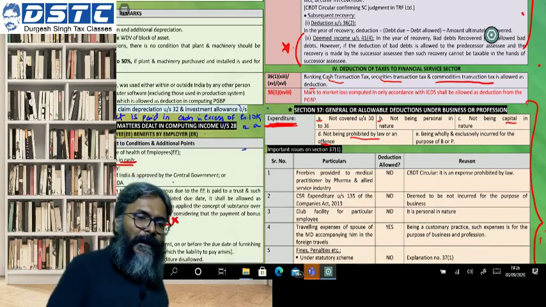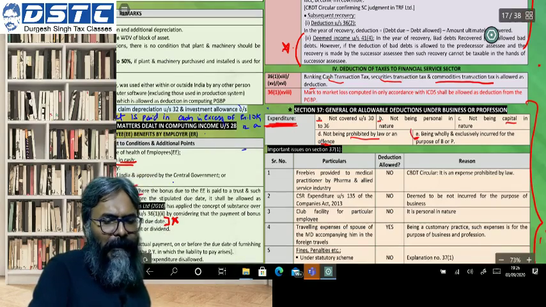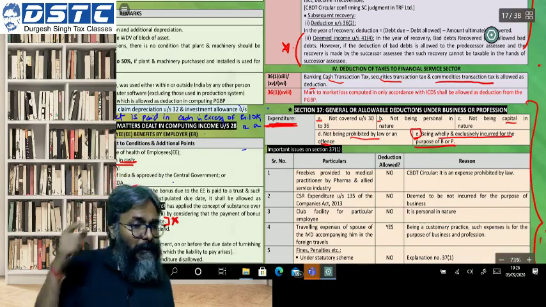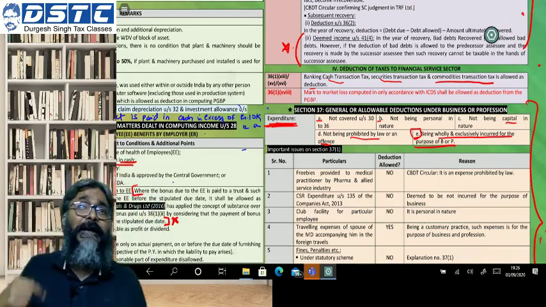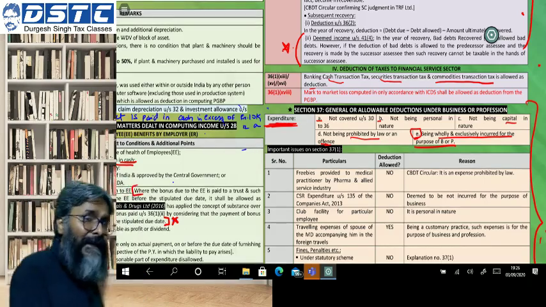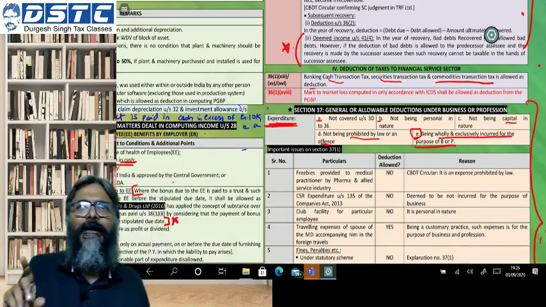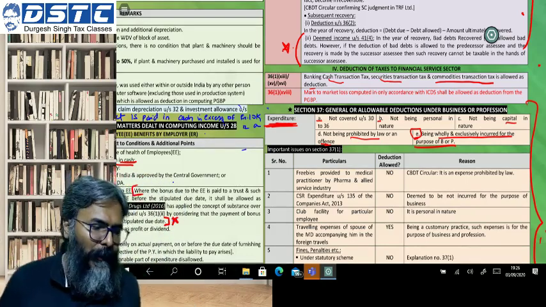Isn't it? And point E is what? That expenditure should be wholly and exclusively incurred for the purpose of business and profession. Only then the deduction will be allowed. So this is precisely the way in which a deduction will be taken into account.